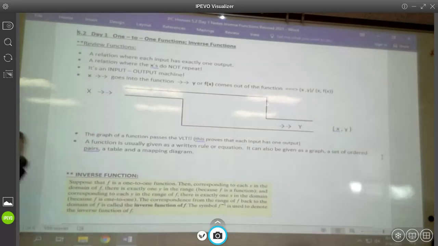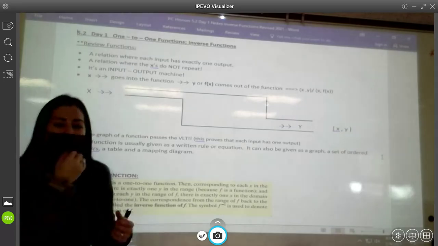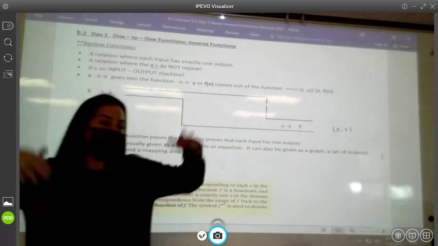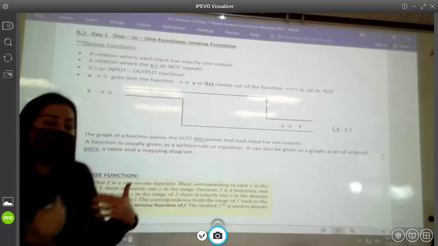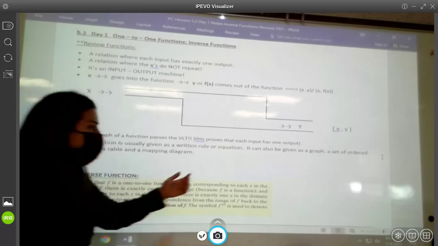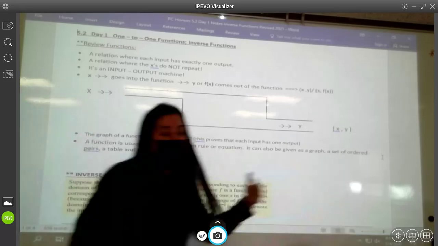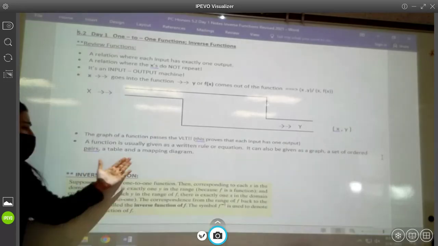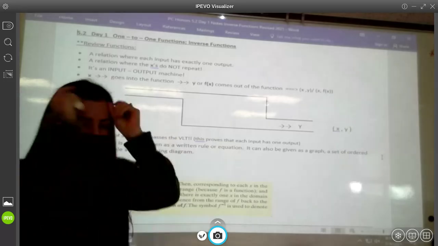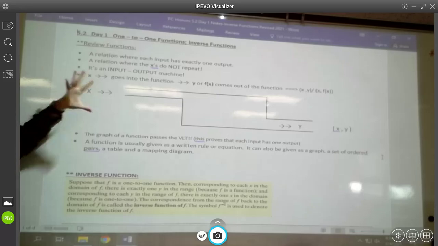Now that we're in pre-calc, a function is usually given to you as a written rule or an equation, like f of x equals x squared minus 5. But remember, it can also be given to you as a graph, a list of ordered pairs, a table, or a mapping diagram. These can all represent functions, all right? So that's what it means to be a function.